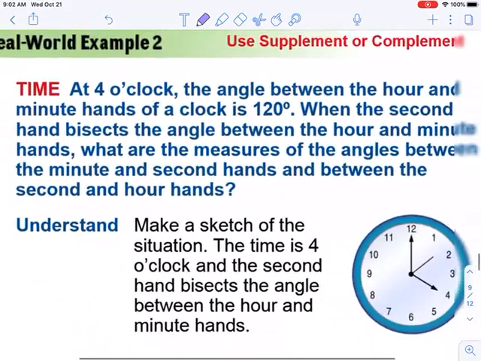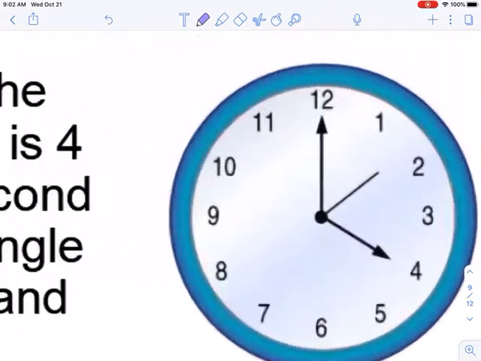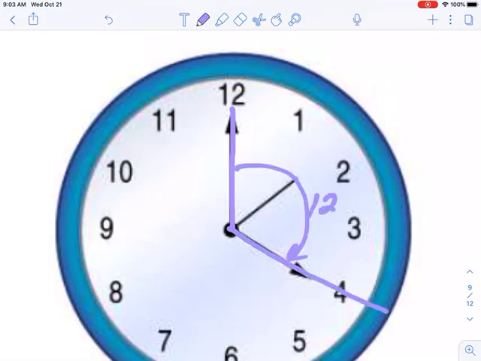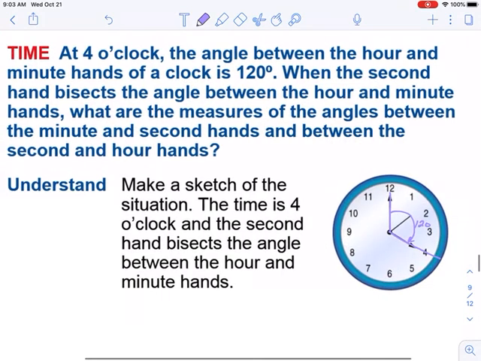At 4 o'clock, the angle between the hour and minute hands is 120. So they're telling us right here is 120 from there to there. Bam. The whole thing, 120. It's great about the color coding. It keeps things a little straighter, easier to see and handle.